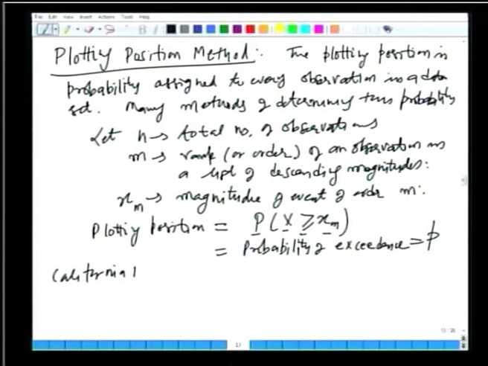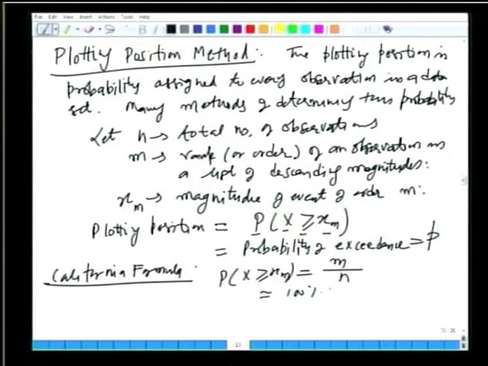California formula is the first one, in which we say that the probability of exceedance p is given by simply m over n. So, when the value of your m is 1, the probability is 1 by n, let us say n is 100, for m equal to 2, it is 2 by 100, 3 by 100 and so on. So, what will be the probability of exceedance for m equal to n? Well, it will be 100% for m equal to n.